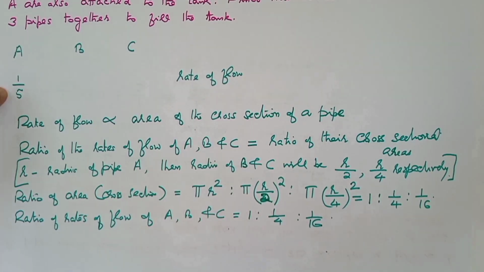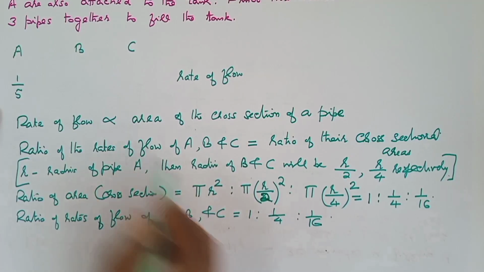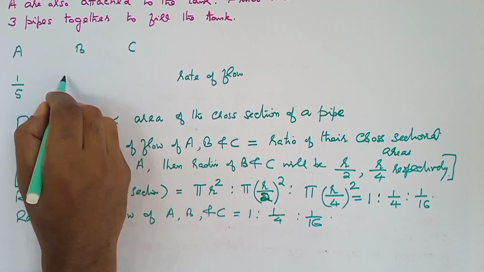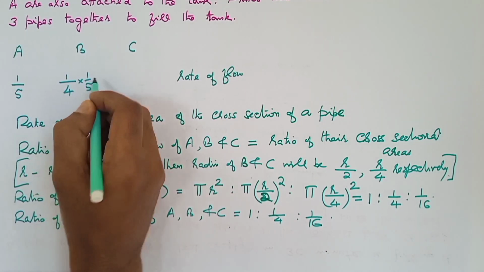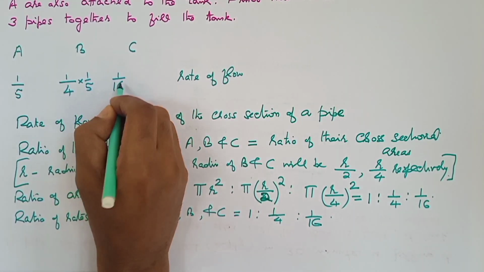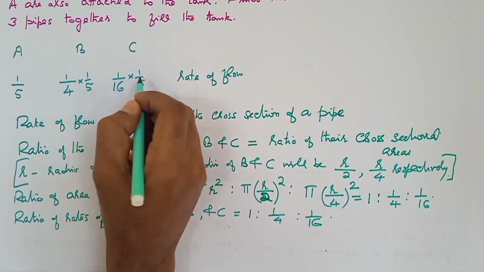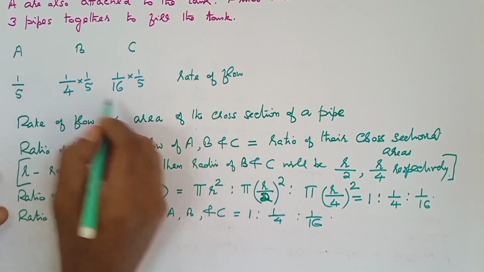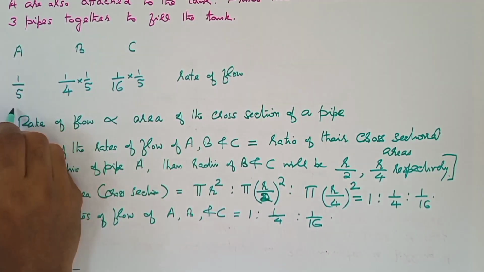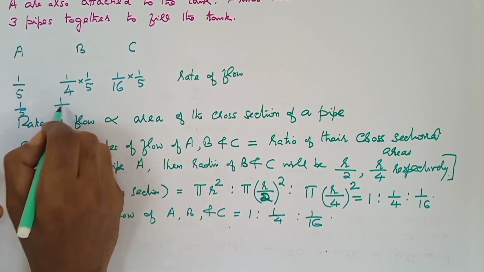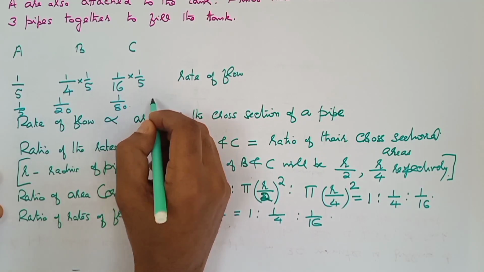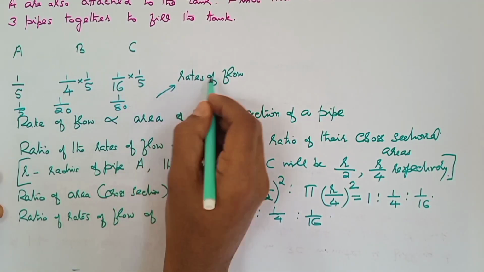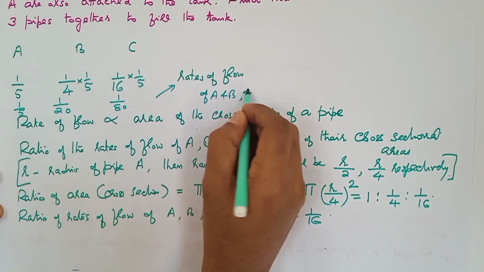But we know the rate of flow of A, which is 1 by 5. So combining this and this, you will get the rate of flow of the second pipe B as 1 by 4 into 1 by 5, and this will be 1 by 16 into 1 by 5. So these are the rates of flow, which you can simplify: this is 1 by 5, this is 1 by 20, this is 1 by 80. These are the rates of flow of A, B and C.